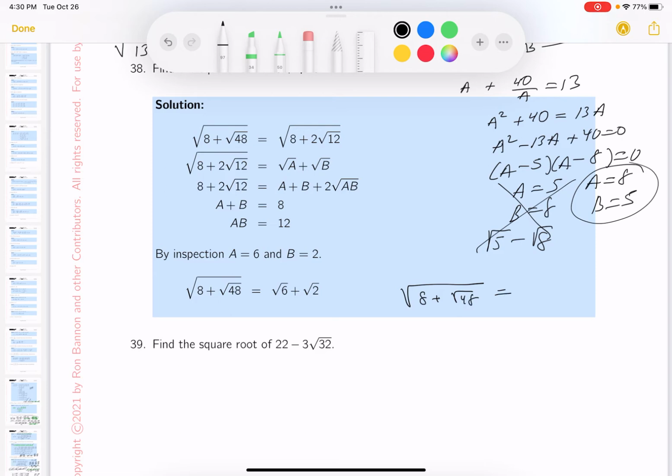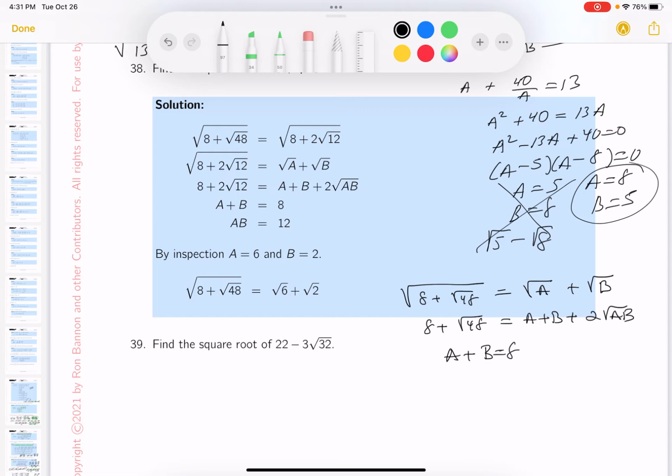You can make an assumption. This one I'm going to do a little differently than what's in the notes, but I'll just write this down for you. I'll just say it looks like root A plus root B. I'm nesting the roots. Square both sides. And what do you get there? A plus B plus 2 root AB. What do I know now? I know A plus B is 8.